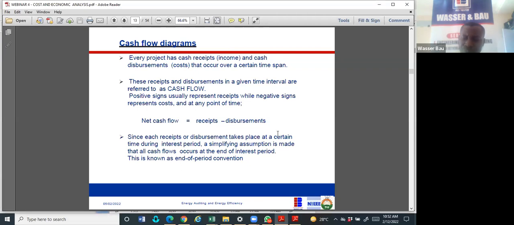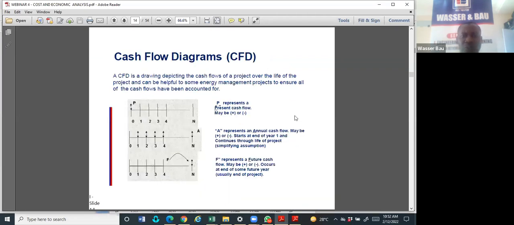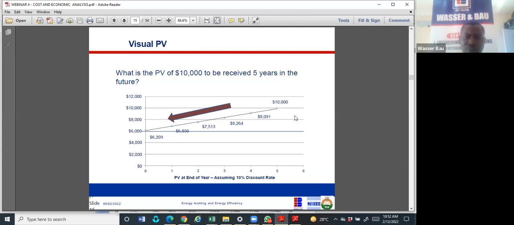All right. So the next thing I want to explain to us is the cash flow diagram. Just have it in mind that once cash is coming, if it's something that's coming in, it goes up. If it's something that's leaving the system, it comes down. You can read and understand this.